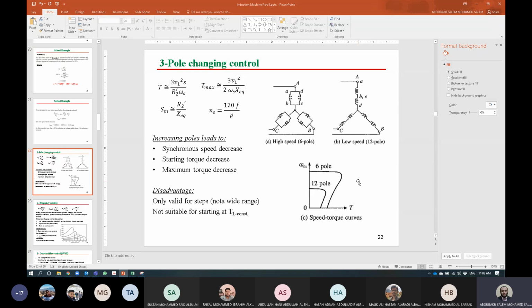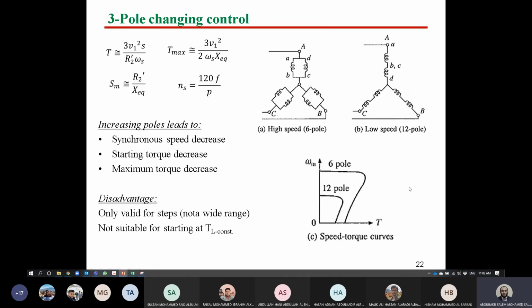The question of your colleague: what are the limitations of variable frequency or variable voltage variable frequency control? Then we will solve some problems regarding speed control by using frequency and V over F control. So starting from pole changing يا شباب.